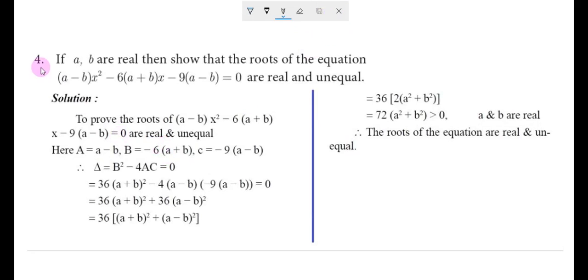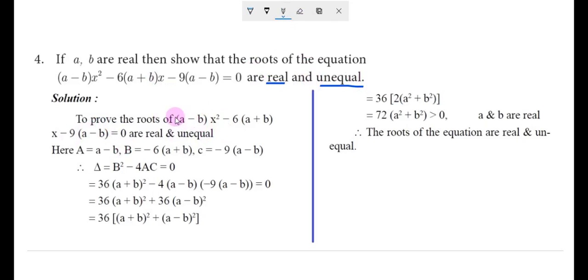Okay, now question number 4. If a and b are real, then show that the roots of the equation (a minus b) x square minus 6 (a plus b) x minus 9 (a minus b) equal to 0 are real and unequal. Real and unequal means the discriminant is greater than 0. This one we should find. So show that its roots are real and unequal.